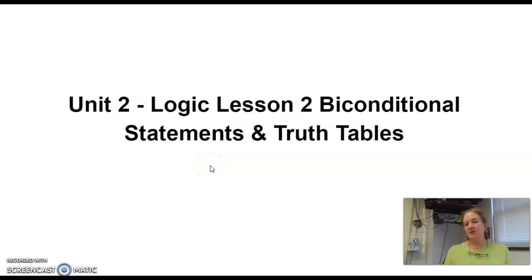All right, so today we're doing lesson 2 in logic. We're only learning new information in lesson 1 and lesson 2. Lesson 3 is your project, and then you're going straight to the unit review. Not a long lesson, it's just a lot of vocabulary. Blech. All right, so we're going to talk about biconditional statements, the law of syllogism, and truth tables today.